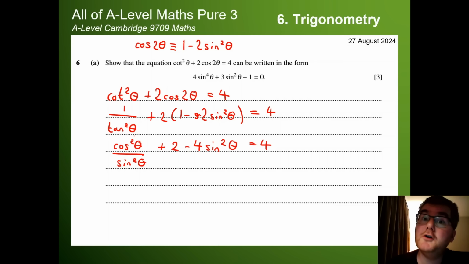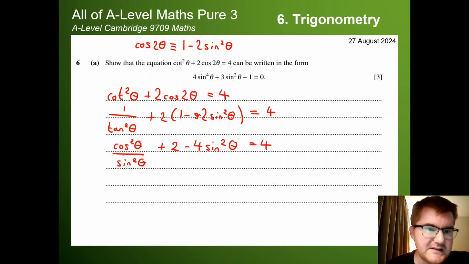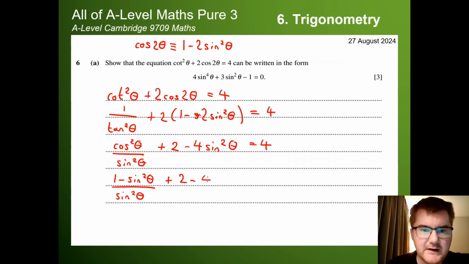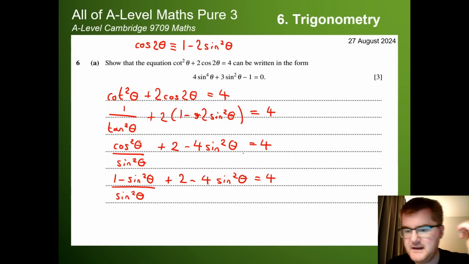Notice I don't want cosines here, but I can use my Pythagorean identity. So I can go 1 minus sine squared theta. I'm not really worried about trying to get to our destination so far. I'm just following my principle here of, okay, let's try and get everything in terms of sine, and then we can sort out everything after this. Okay, so at this stage, I can multiply everything by sine squared theta, being very careful to multiply everything.